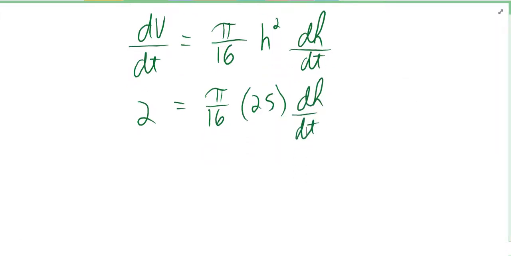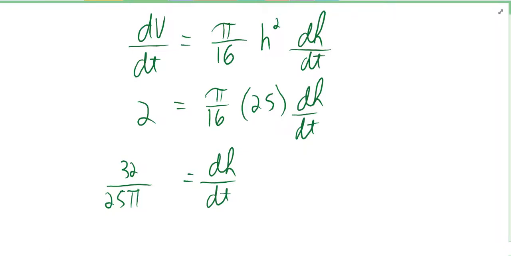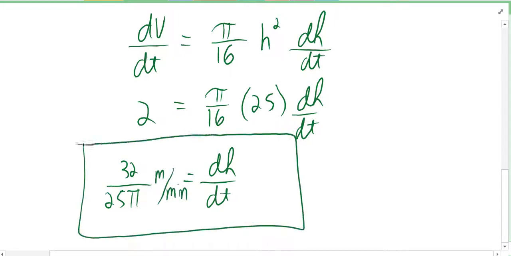And because I want to solve for dh/dt, we're going to multiply by 16 and divide by 25 pi. So that is 32 over 25 pi. And the units on the height, since volume was in cubic meters, are just meters. So this is going to be meters per minute. And that's just a measure of how fast the water level is rising as we fill it.